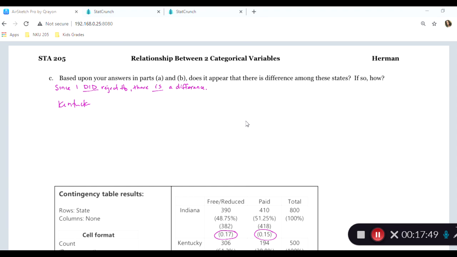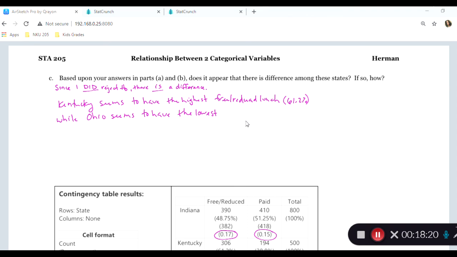So Kentucky seems to have the highest free or reduced lunch of our 3 states anyway, while Ohio seems to have the lowest. Now, I do realize these percentages that I just wrote down, that was just for our sample, but those are kind of the numbers I'm referencing for knowing that, well, Kentucky seems to have the highest, while Ohio seems to have the lowest.